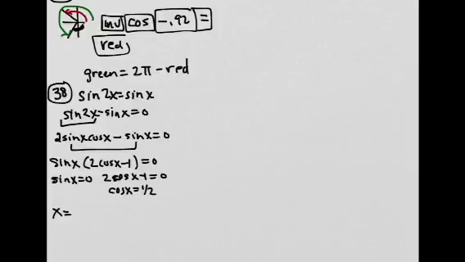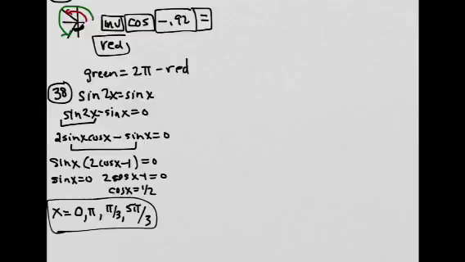For the first equation, sine x equals 0, I know that that is true when x is 0 and when x is pi. For the next equation, cosine x is 1/2, I know this is true when x is pi over 3 and x is 5 pi over 3. And here are the 4 answers for that one.